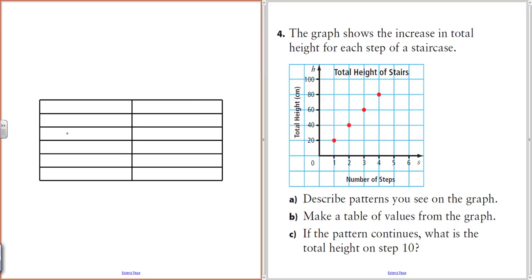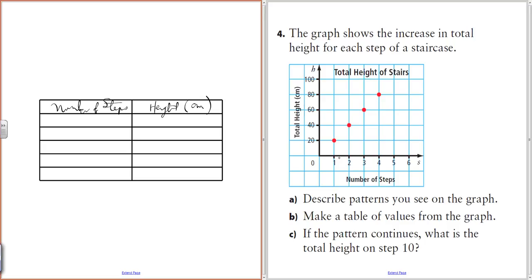So here's our table of values, and in this one here, I'm going to label this one. Well, if I look at my table of values, I have 1, 2, 3, 4. So the number of steps I'm going to use as my left. Number of steps. And for my y value, or my other chart, I'm going to use height. I'm going to put in brackets the units, which are centimeters. And number of steps, of course, is just numbers.